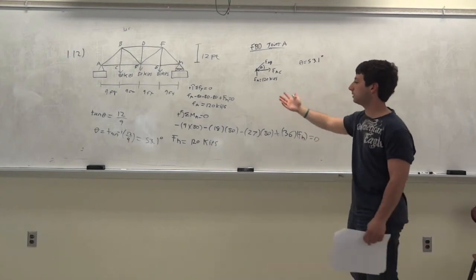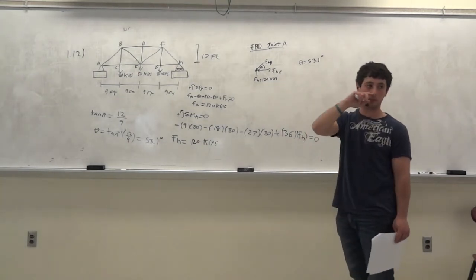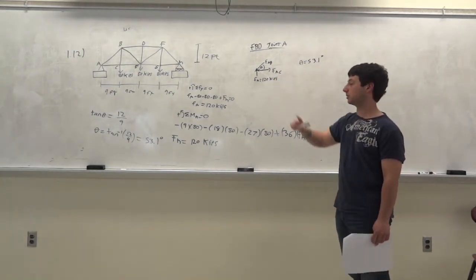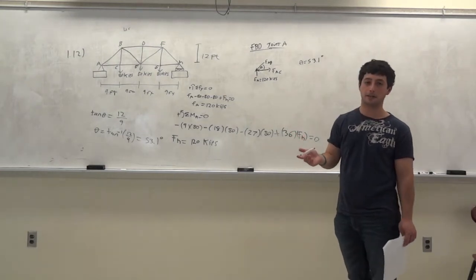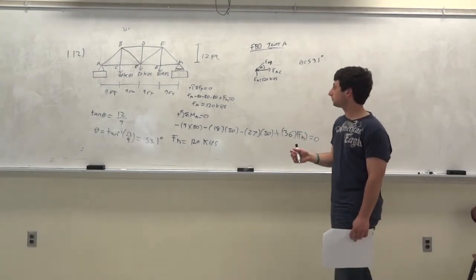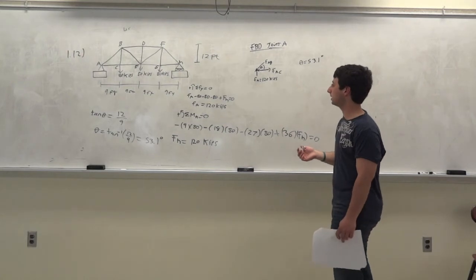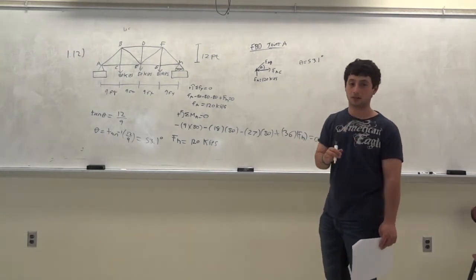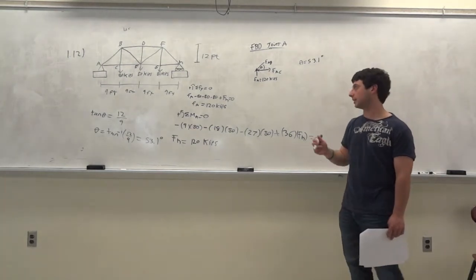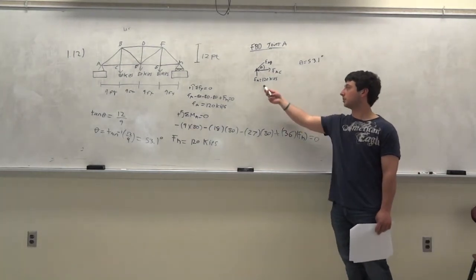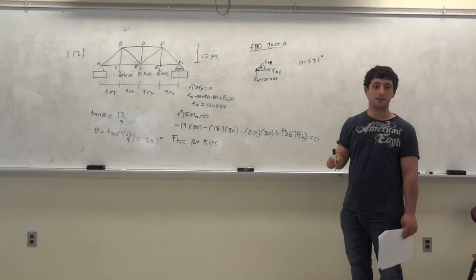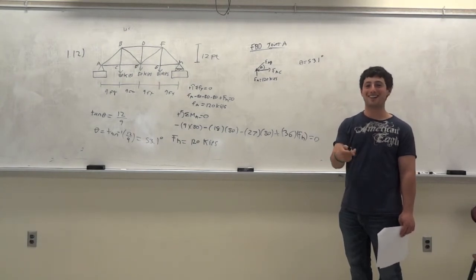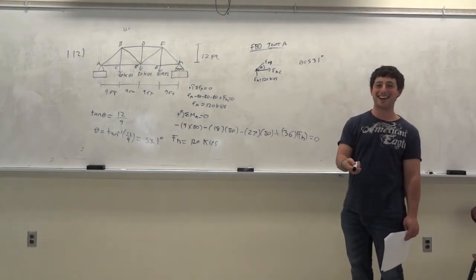So now we can do equilibrium, right? There's no summing moments because it's just a point. So we're just going to sum the forces in the x and y direction. So what are we going to do first? Are we going to sum the forces in the x or y direction? I want to see what you guys think. You know this, right? Why?